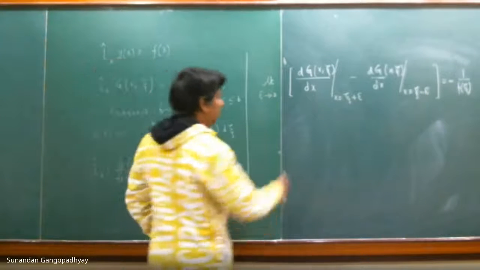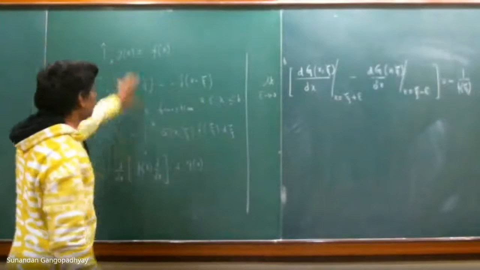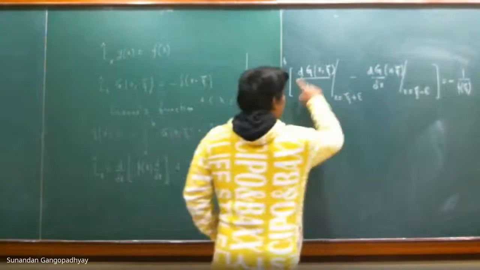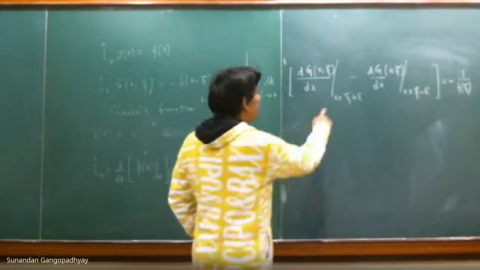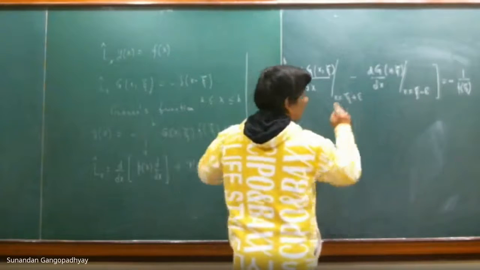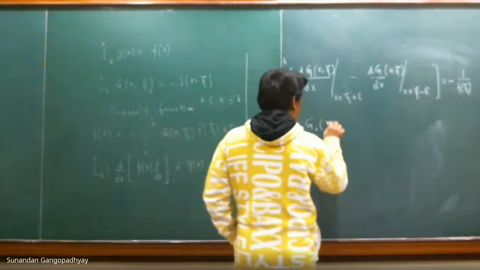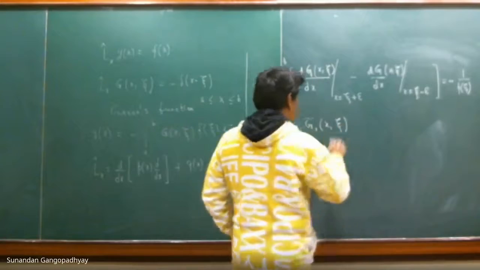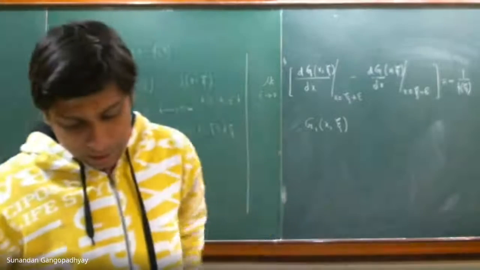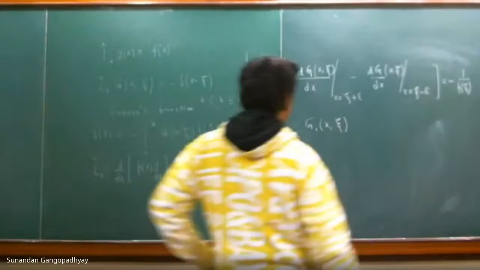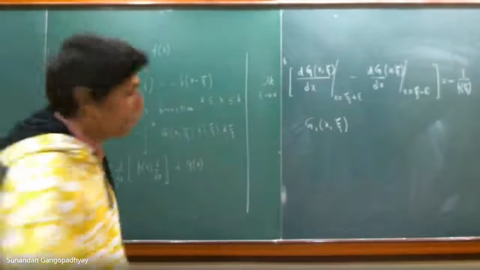Now, see, this is the Green's function, and what we say is that it is true that the derivatives are discontinuous at this point when epsilon tends to 0 at the point x is equal to xi, but the Green's function g(x, xi) themselves are continuous at the point x is equal to xi. This is the condition that we would like to impose.